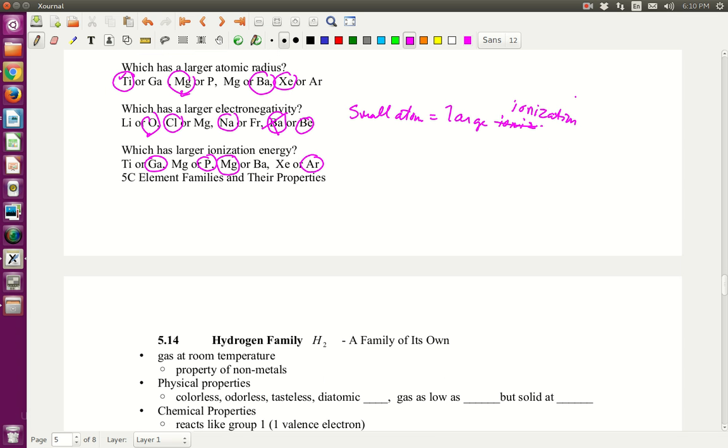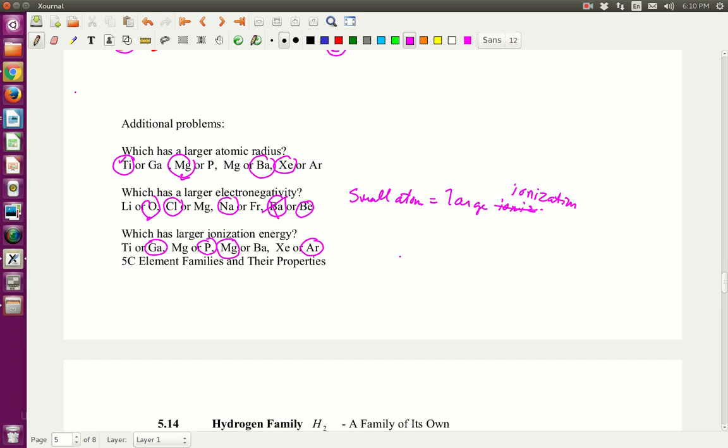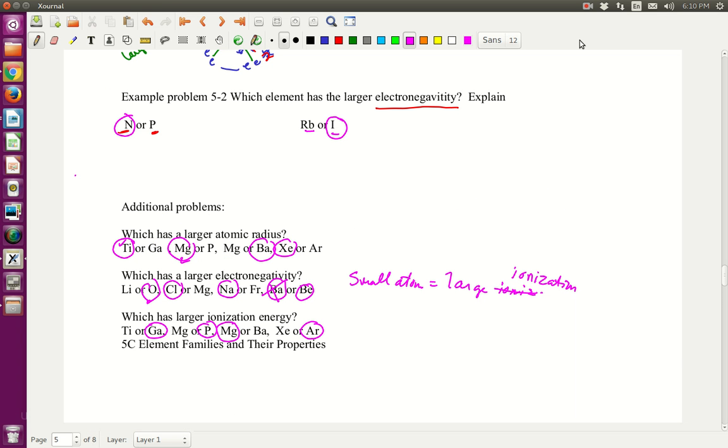The next part will be on all the groups, the element families and their properties, and we'll do that in a separate video. I hope that helps. I'll see you soon.